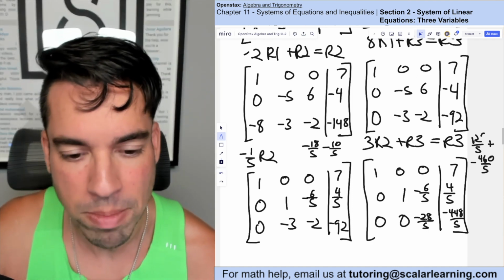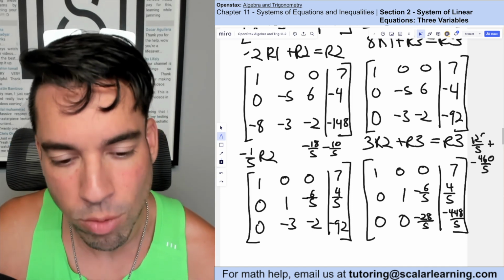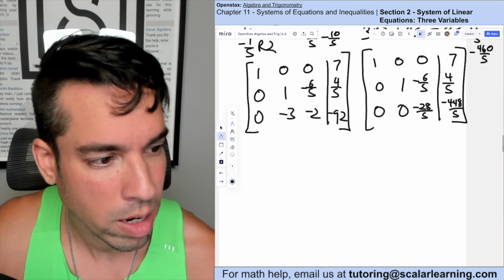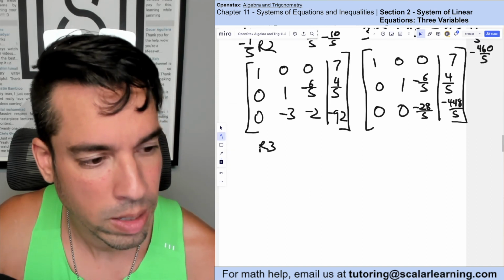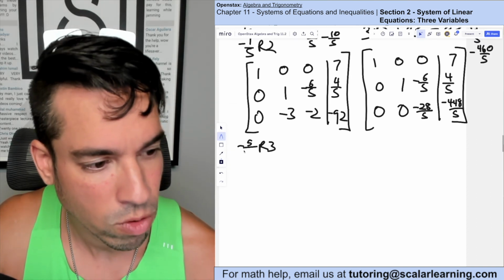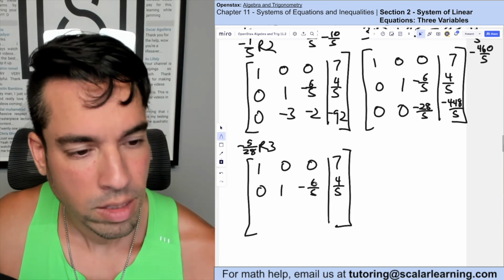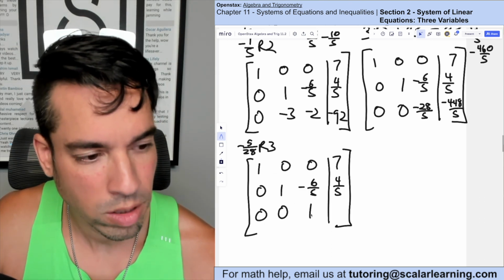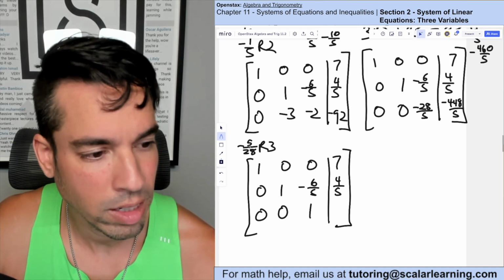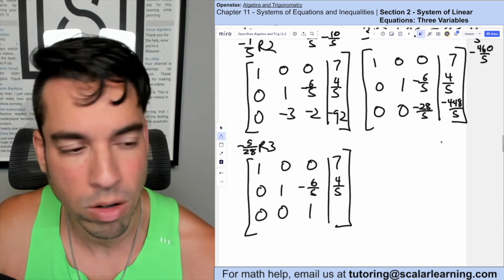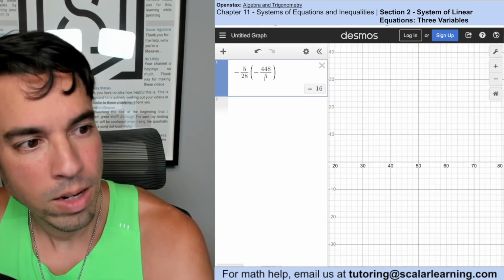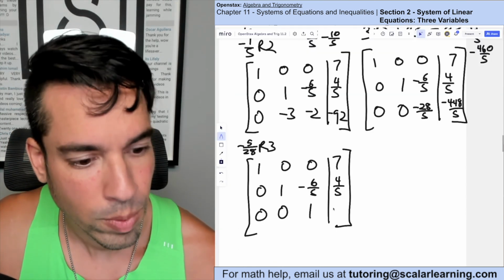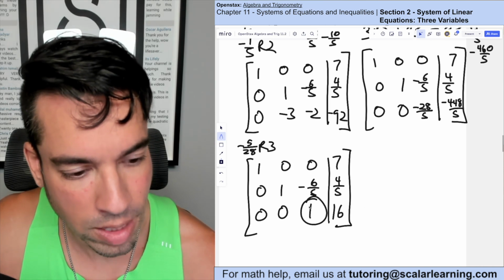Next, I think what would be nice is to flip this into a 1, and that's pretty easy. I could just multiply by the reciprocal of -28/5, which is -5/28. Let's make some more room, and we're going to multiply row 3 by -5/28. Let's write it out. So that times 0 is 0, that times 0 is 0, that times that is 1 because they're reciprocals. And then the last part, -5/28 times -448/5. Let's do that in a calculator. And when we multiply them together, look how nice that is. That is a nice 16. So we got 16 here, and that means z equals 16.